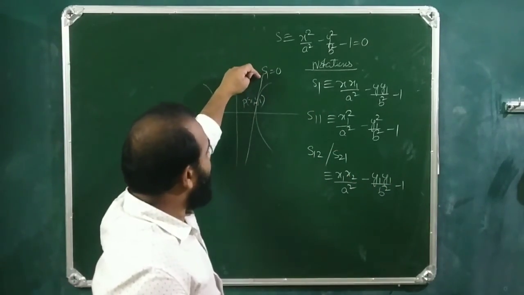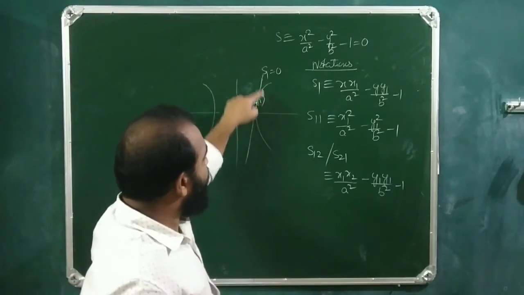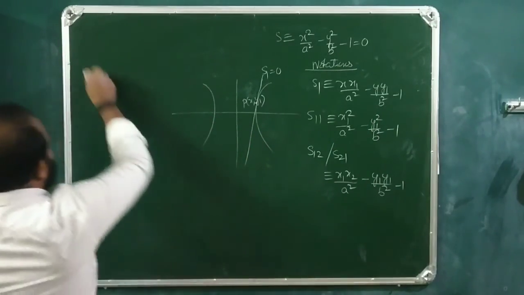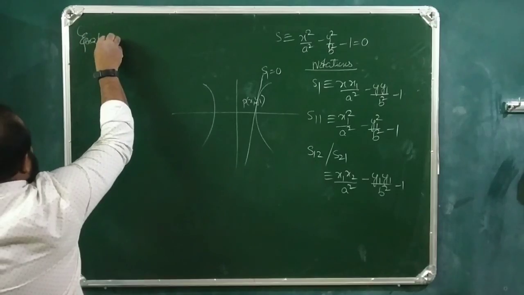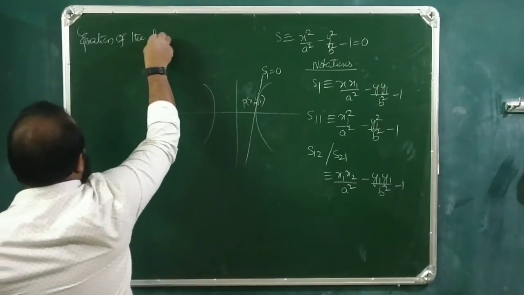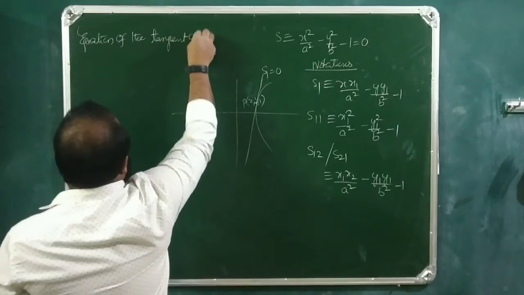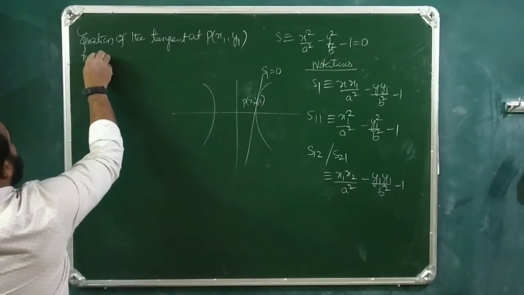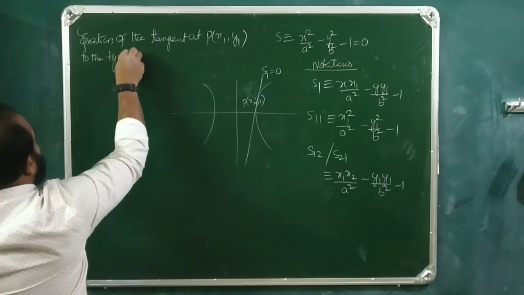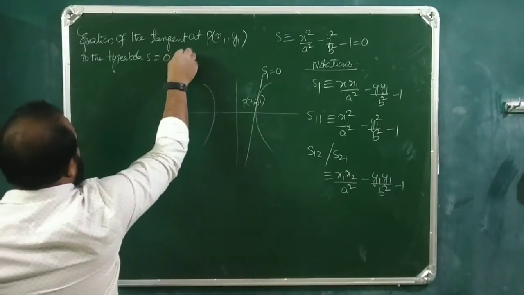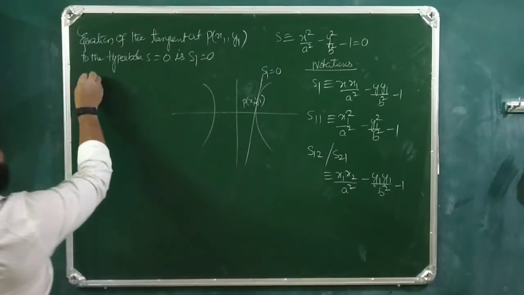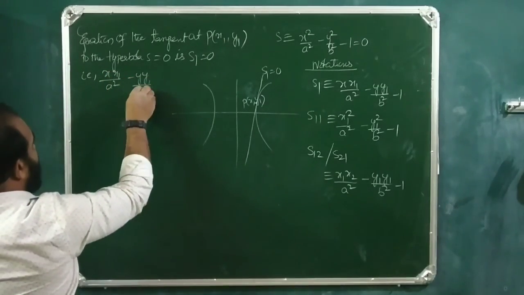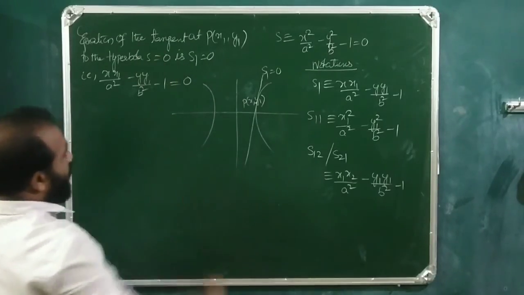Now the equation of the tangent at P(x1, y1) to the hyperbola is S1 equals 0. So the equation of the tangent at P(x1, y1) to the hyperbola S equals 0 is S1 equals 0, that is xx1 by a square minus yy1 by b square minus 1 equals 0.